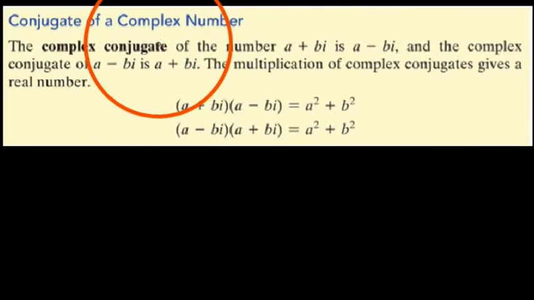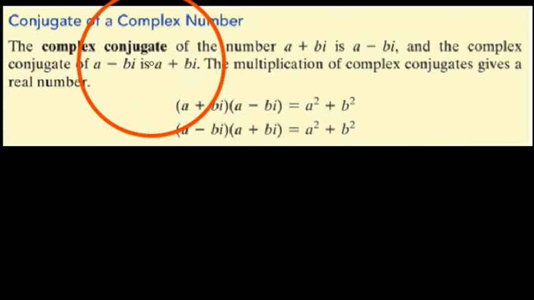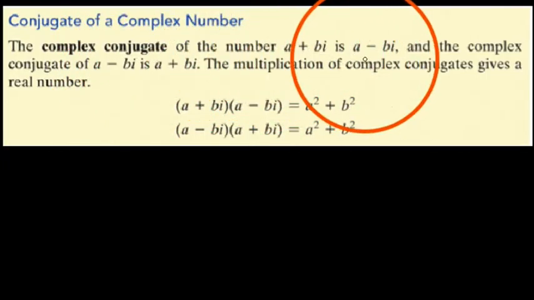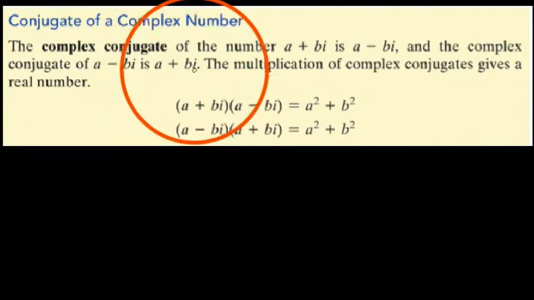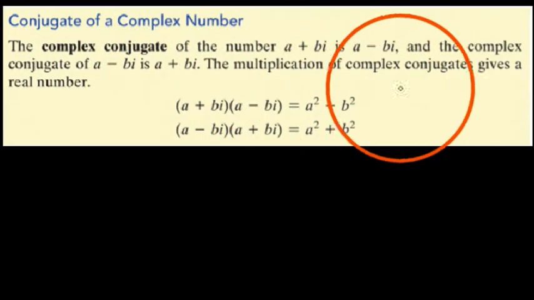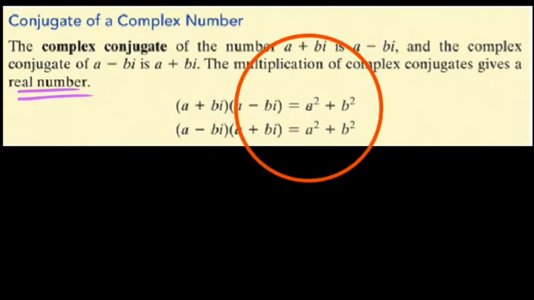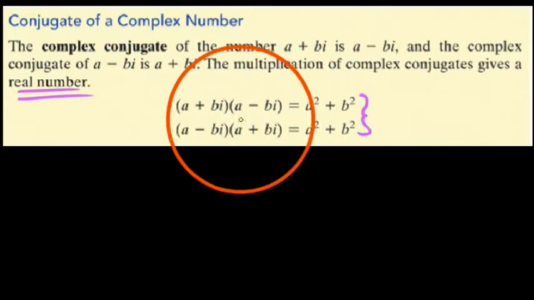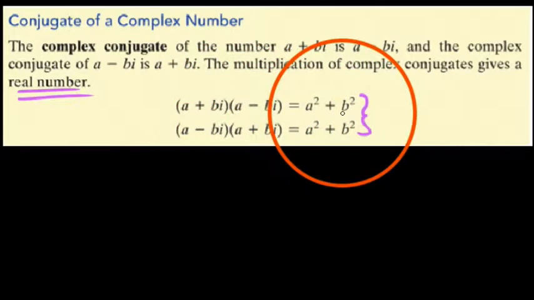So let's wrap up what we just observed. We say the complex conjugate of the number a plus bi is a minus bi, and the complex conjugate of a minus bi is a plus bi. The multiplication of complex conjugates gives us a real number, a purely real result. So we'll always end up with a plus bi times its conjugate being a squared plus b squared.